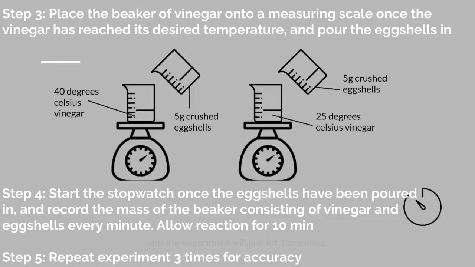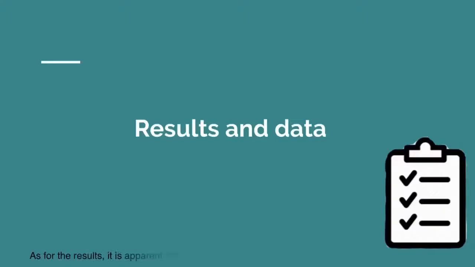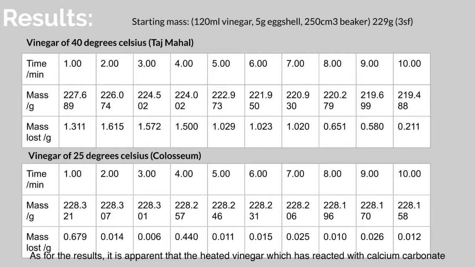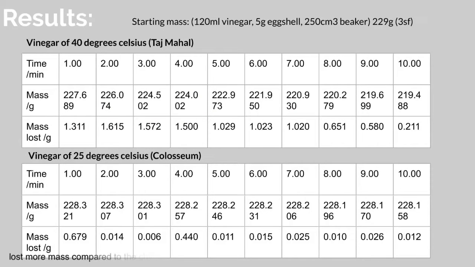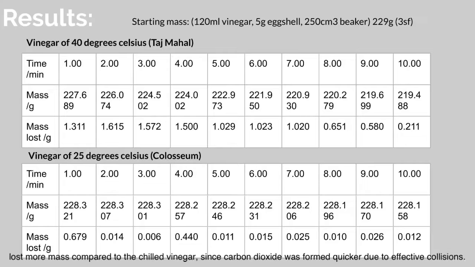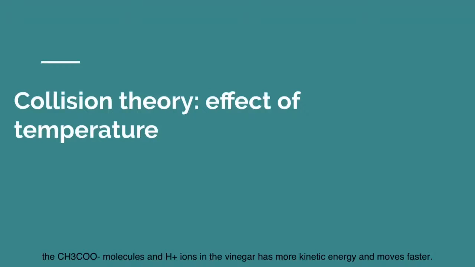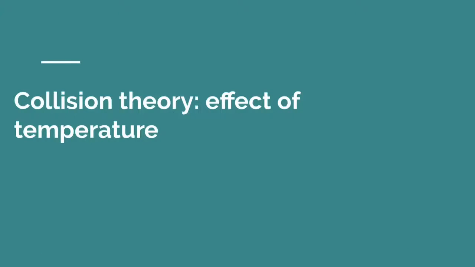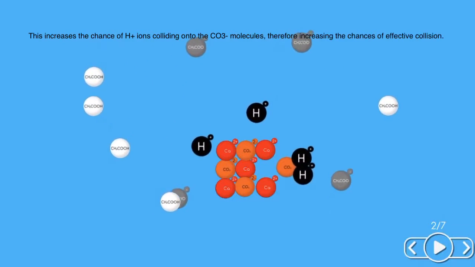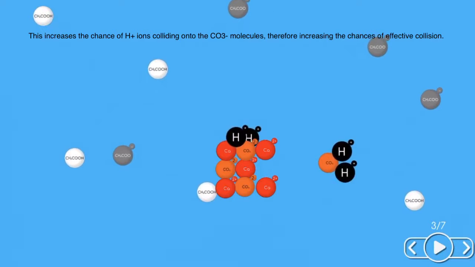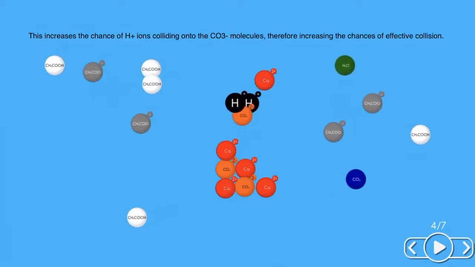As for the results, it is apparent that the heated vinegar, which has reacted with calcium carbonate, lost more mass compared to the chilled vinegar, since carbon dioxide was formed quicker due to effective collisions. The rate of reaction is also much faster. This occurs because as the temperature increases, the CH3COO- molecules and the H+ ions in the vinegar have more kinetic energy and move faster. This increases the chance of H+ ions colliding with the CO3 2- ions, therefore increasing the chances of effective collision.